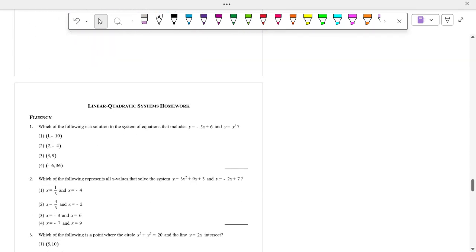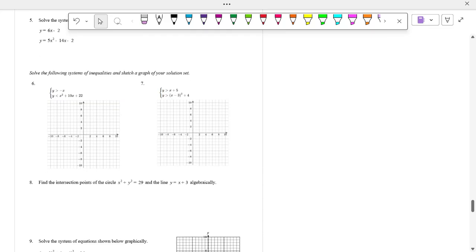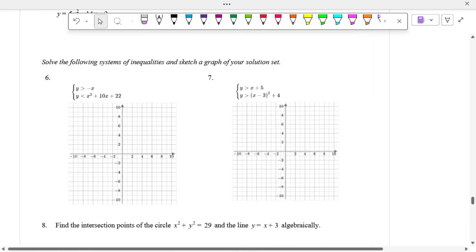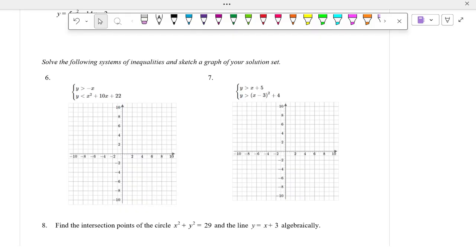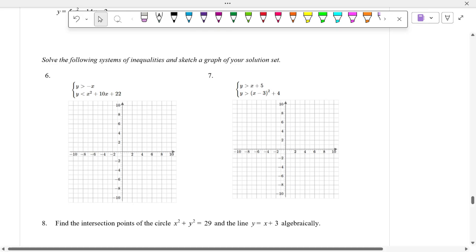Now, one thing I will mention for these two on your homework, it's systems of inequalities. I just want you guys to sketch where the solution set will be. All right, so you can use Desmos, but you need to sketch where the solution set will be. You don't need to tell me where the solution set is. I just want to see the graph of where it would be.